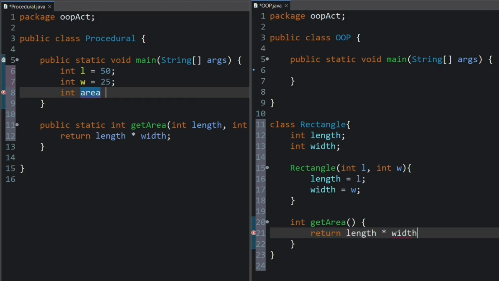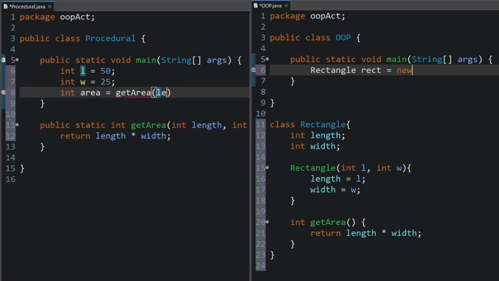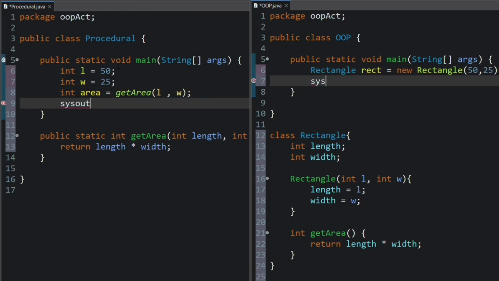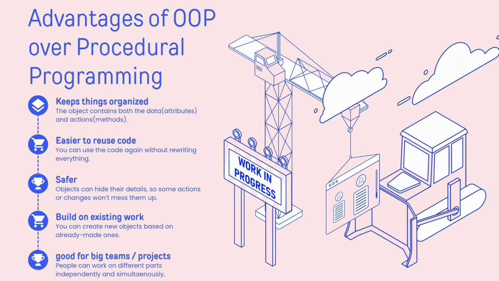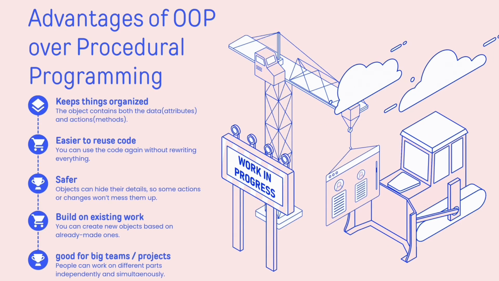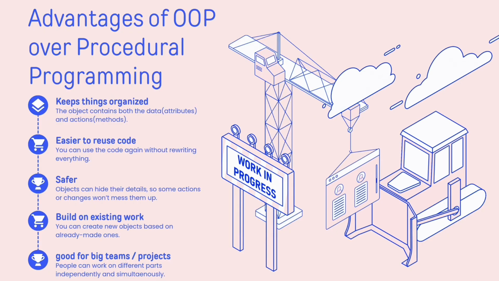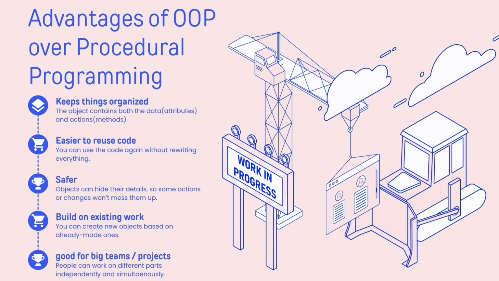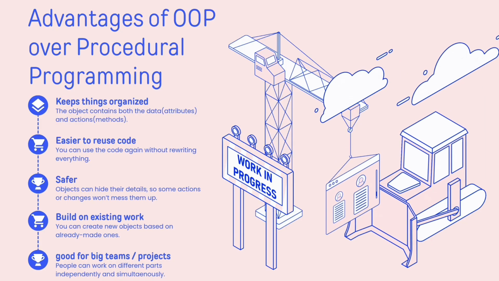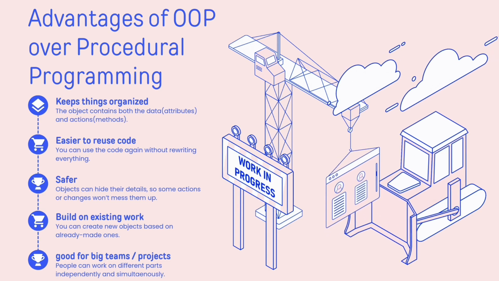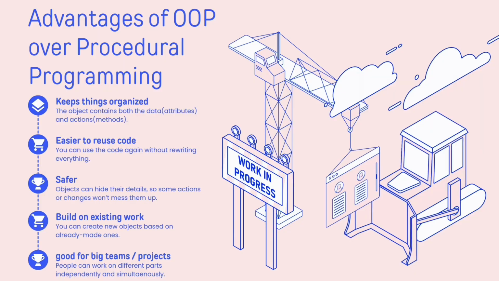Lastly, procedural programming has limited reusability since it often repeats steps or functions, whereas object-oriented programming promotes high reusability through reusable objects and classes. And here are some advantages of object-oriented programming over procedural programming. It keeps things organized, it is easier to reuse code, it is safer, you can build on existing work, and it is much better for big teams or projects.